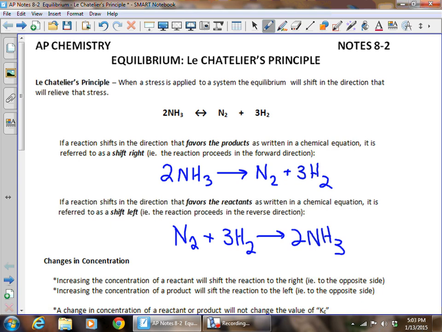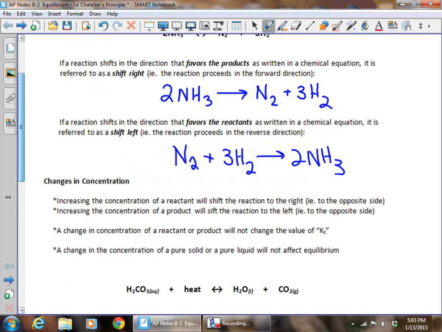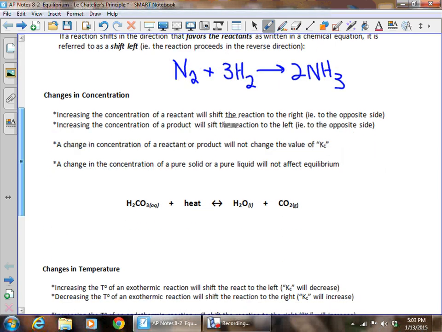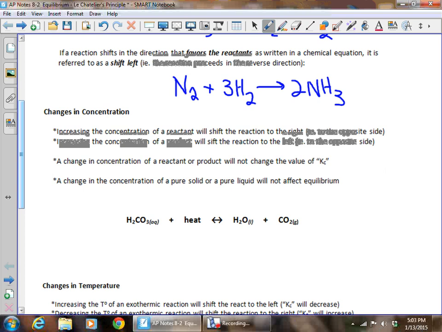So we can get reactions to shift right or left by doing different things to the system. One of those things we can do, or stresses that we can apply, is a change in concentration. When we increase the concentration of a reactant, it shifts the reaction to the right. If you increase the concentration of a product, it's going to shift the reaction to the left. So when you increase any substance, it shifts to the opposite side.